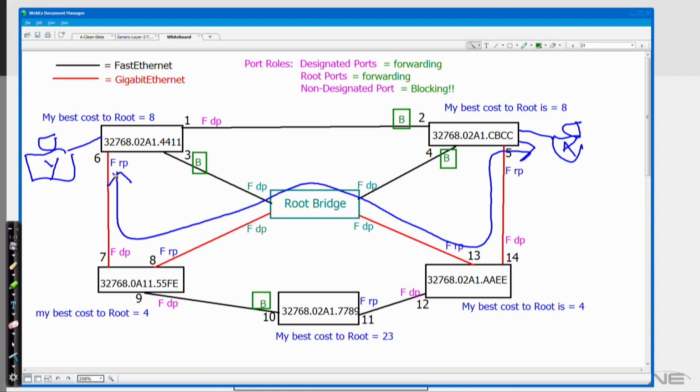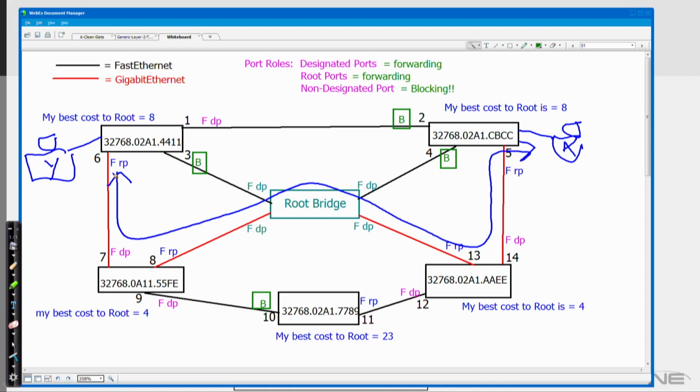In the next video, we're going to take a look at some show commands. When I'm on a Cisco switch, how do I tell what its bridge ID is? How do I tell who he thinks the root bridge is? And then we're going to take a look at some commands where I can deterministically set this thing.